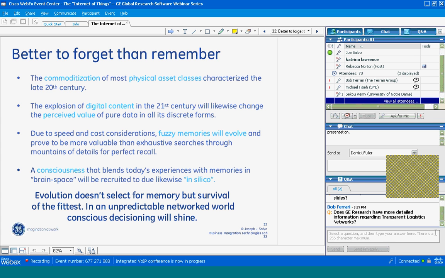So in the future, I believe it's actually going to be better to forget than have a perfect memory in many cases. If we look at the trends that have been formed of digital content, which I hope I've convinced you is going to continue at an exponential rate, there's been a total collapse in the perceived value of pure data in its discrete form. But now we have to find out how to process this avalanche of data.